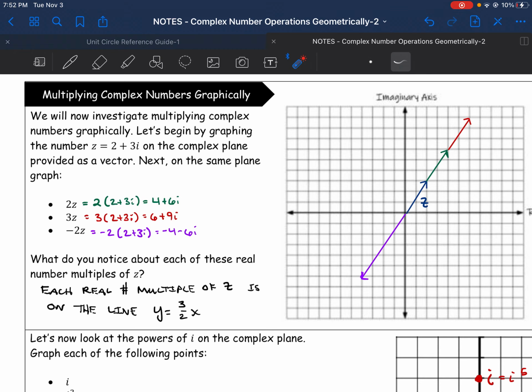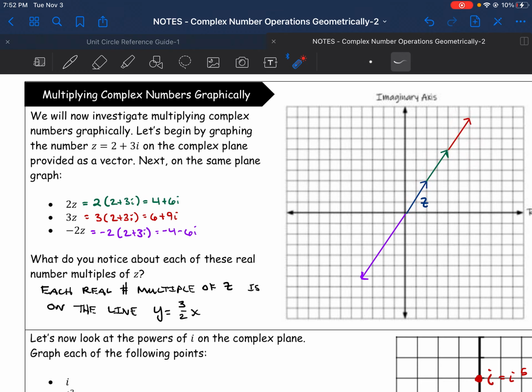Let's also graph 3 times the complex number z. So that'd be 3 times 2 plus 3i. Distribute the 3, that gives us 6 plus 9i. So that's all the way out here. Okay, so that's 3 times that complex number z.